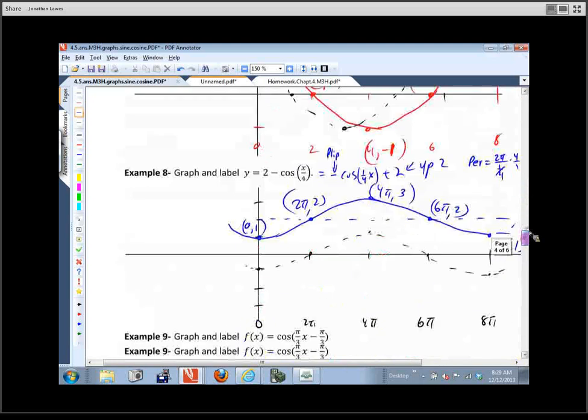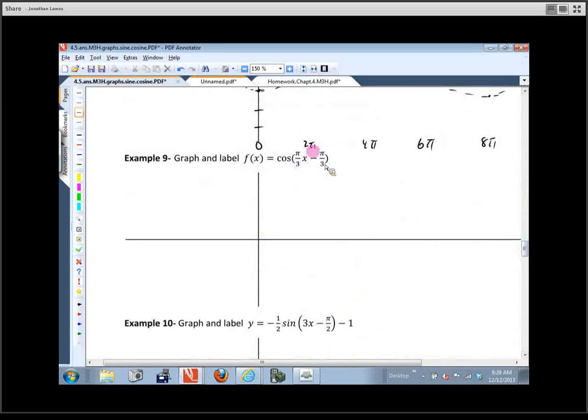So if you'll take a look at this one right here, is that factored? It's not factored, okay? So here's what we're going to do. We're going to factor this. We're going to write this as the cosine of, I'm going to take out pi thirds, and then this would be x minus 1. Now you can look at it and you can tell what the phase shift is. The phase shift on this one is positive 1. We're going to move this graph to the right 1 unit. So I've got a phase shift.